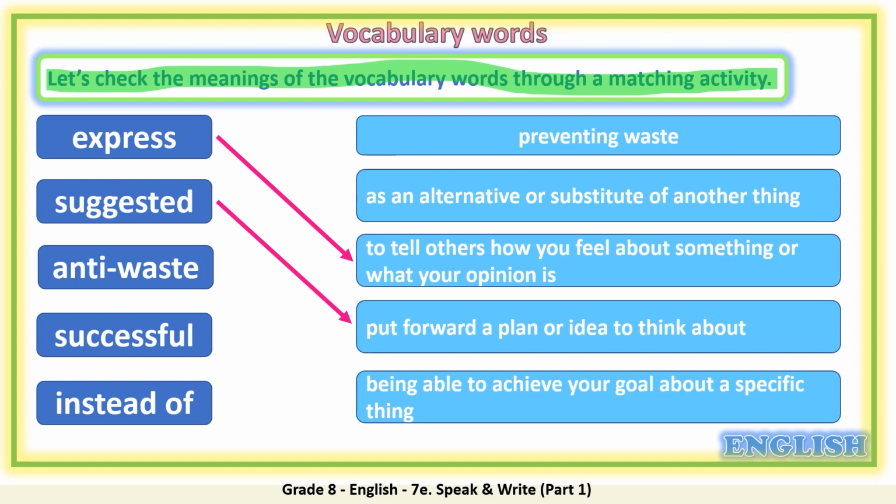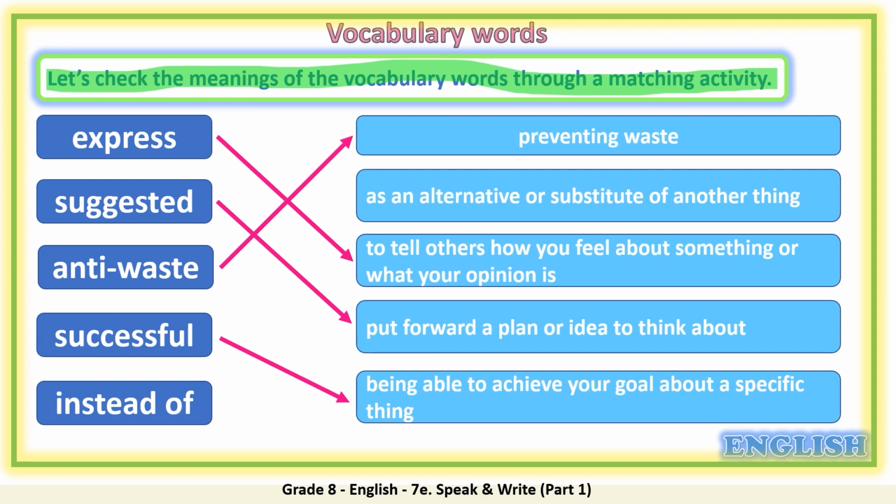Third word, anti-waste. What does it mean? Excellent, preventing waste. Fourth word, successful. What's the meaning of successful? Well done, being able to achieve your goal about a specific thing. Okay, so let's say your aim or your goal is to be a famous football player. And you became a successful football player. So this means that you achieved your goal.